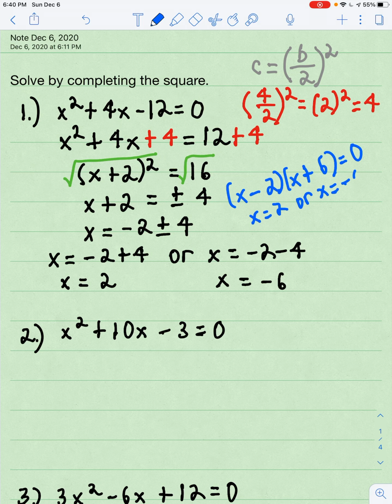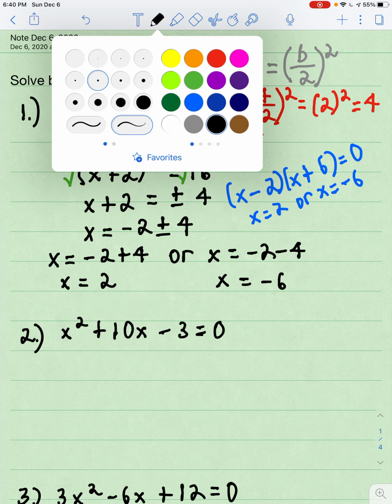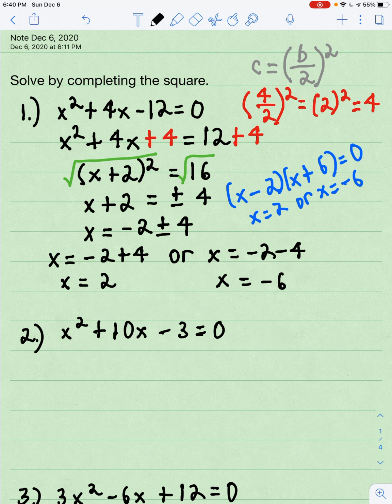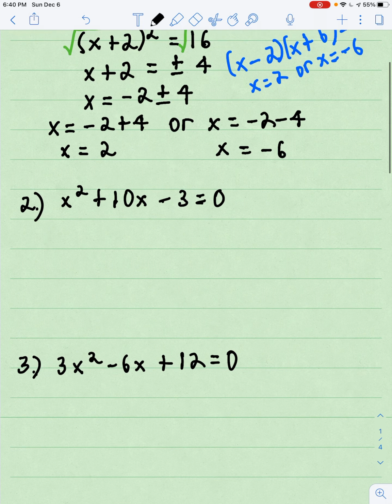It's just a different method. And sometimes it's a great method to use, and other times maybe there are other methods that are more efficient. In this case, factoring would be much quicker. However, we're focused on completing the square, so all of the problems you're going to be solving will be solved by completing the square. All right, moving down to our second example.